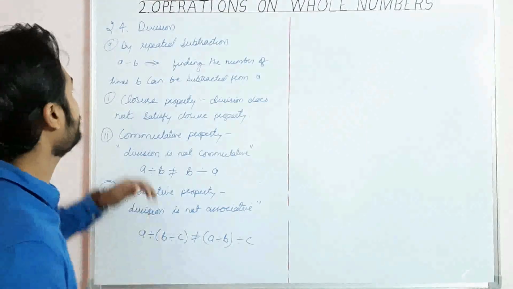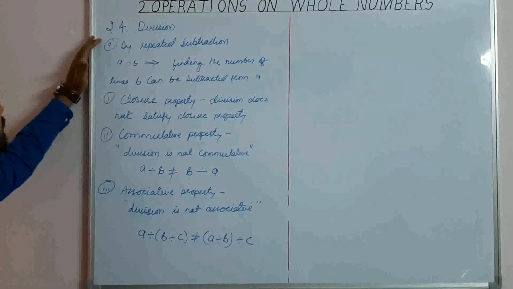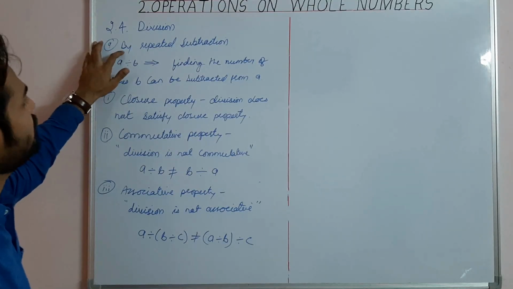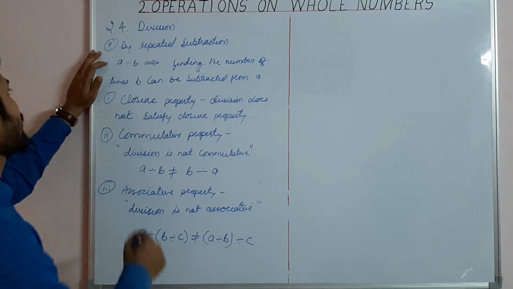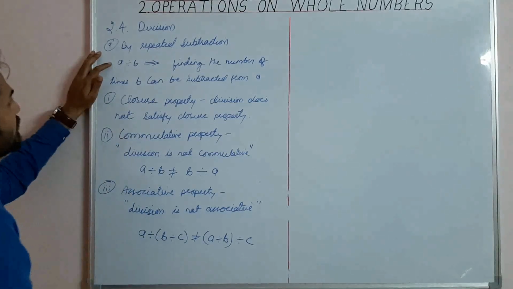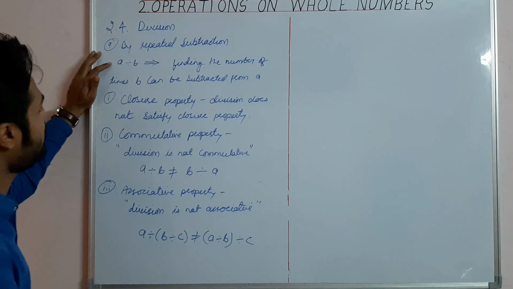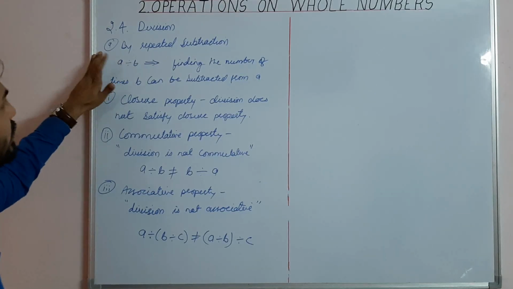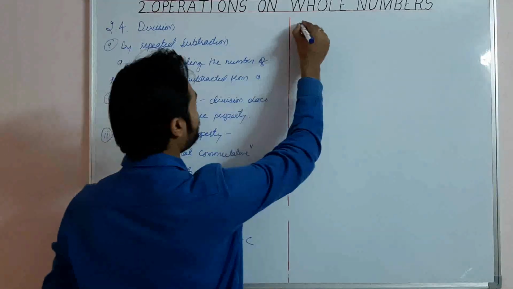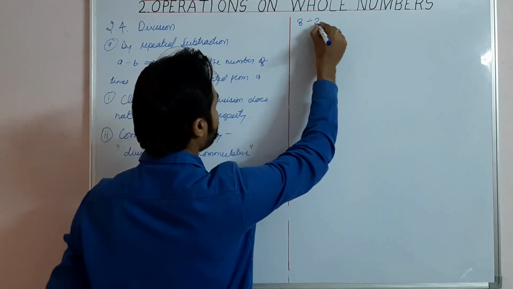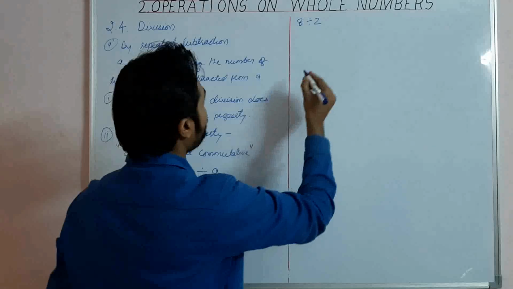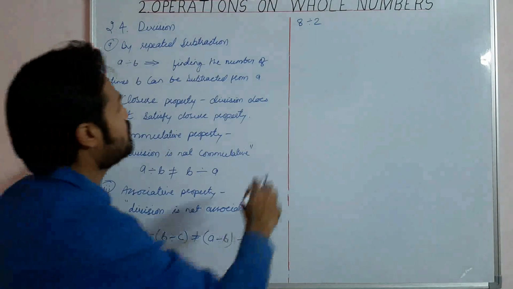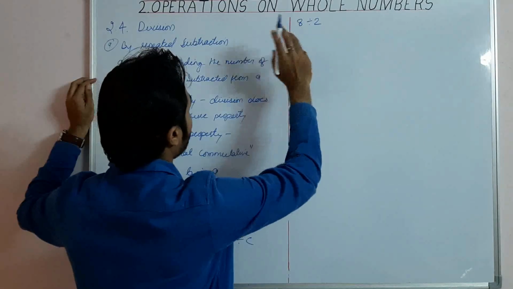Now next operation, division. We have 3 ways of division. First is by repeated subtraction. Here if we are writing A divides B, then actually we are finding the number of times B can be subtracted from A. For example, if we write 8 divided by 2, then we have to find the number of times 2 can be subtracted from 8.